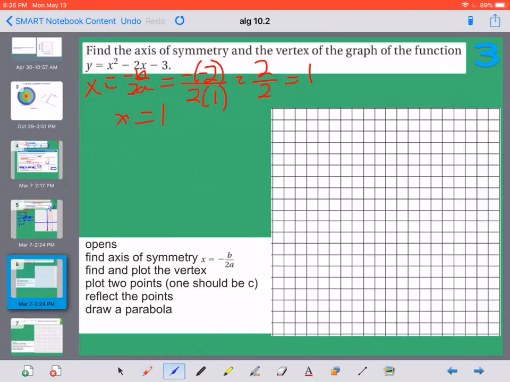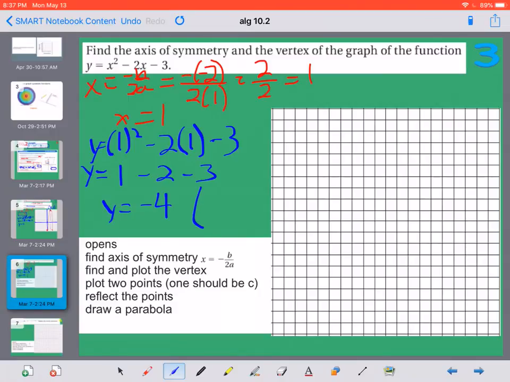Now if I want to find my y, I just got to put my value back in there. So y equals 1 squared minus 2 times 1 minus 3. 1 squared is 1. Negative 2 times 1 is negative 2. Minus 3. So 1 minus 2 is negative 1. Minus 3 is negative 4. So my axis of symmetry is 1. My coordinate is going to be (1, -4) for my vertex.